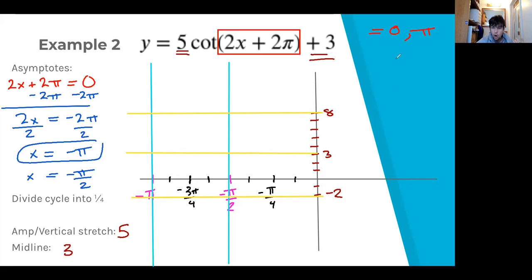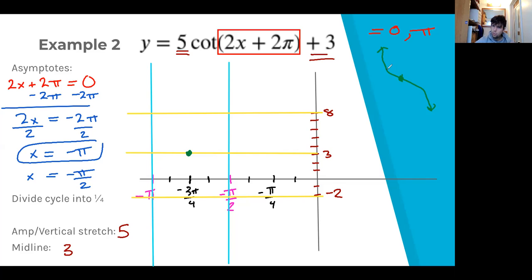So this is a cotangent graph, right? So it's going to be generally decreasing and still kind of working out from the center. Our center point here is going to be on the midline in the center of the cycle. So here's our midline and here's the center of the cycle at -3π/4. So that's going to be where we start off with.